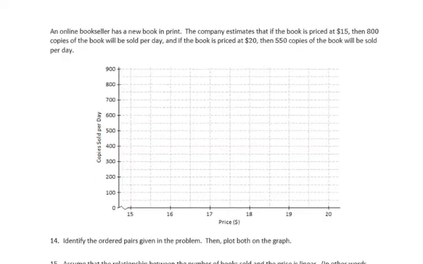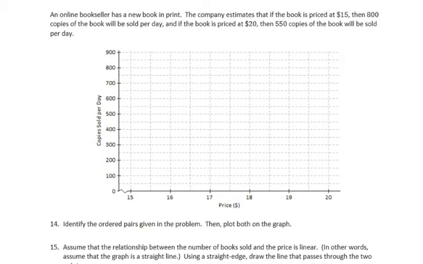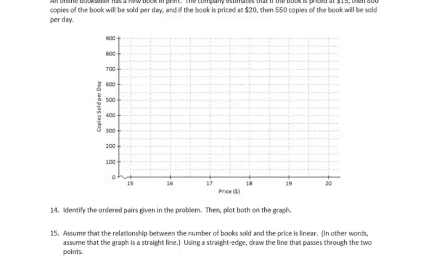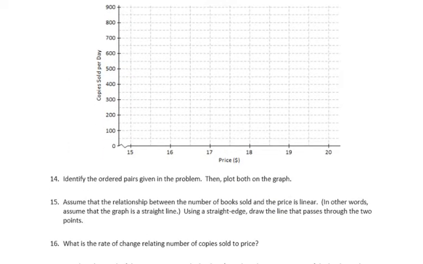And the last question: an online bookseller has a new book in print. The company estimates that if the book is priced at $15, then 800 copies will be sold. If they sell it for $20, then they're going to sell 550 copies. Identify the ordered pairs given in the problem, then plot the graph. So up in the problem, it tells you the price is x. So if I sell the book for $15, I'm going to end up selling 800 copies. So that's an ordered pair. And likewise, if I sell it for $20, they can sell 550 copies. So there's my two ordered pairs.